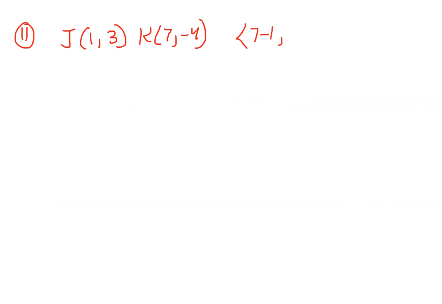Let's look at number 11. We've got J is (1, 3), K is (7, -4). First, let's do our component form. 7 minus 1, -4 minus 3, which becomes (6, -7). What quadrant is this in? (6, -7), that's quadrant 4.